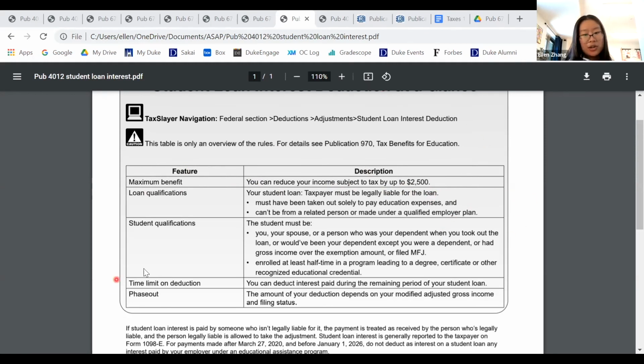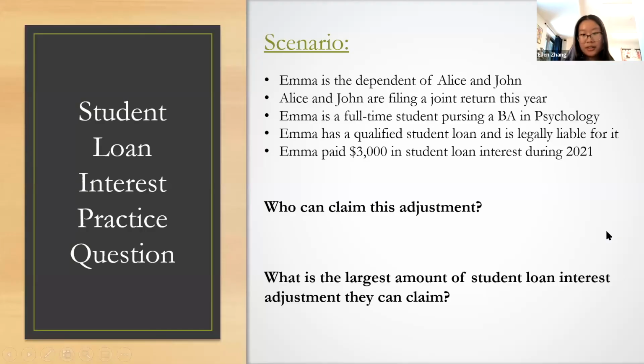Does anyone have any questions about that scenario before we move on? If not, I am going to reshare my screen. So again, here are the answers, either Emma or Alice and John, depending on who wants to take that adjustment, and the largest amount, which is the cap of $2,500.